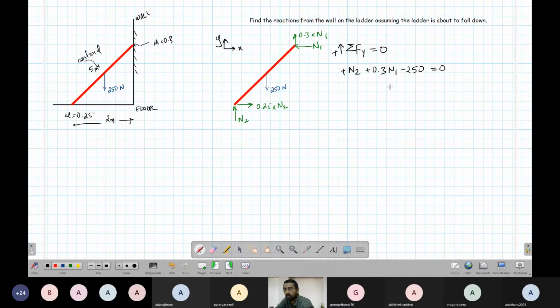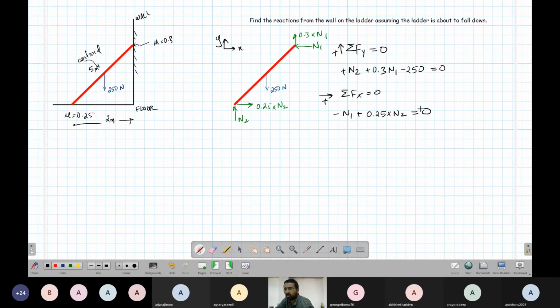I don't know N2, I don't know N1, I cannot solve this equation. Now, what about the summation of forces in x direction equal to 0? Positive right. Minus N1, plus 0.25 into N2. Any other force? No. Equal to 0. So here also we have two variables, and we are not able to solve this problem.